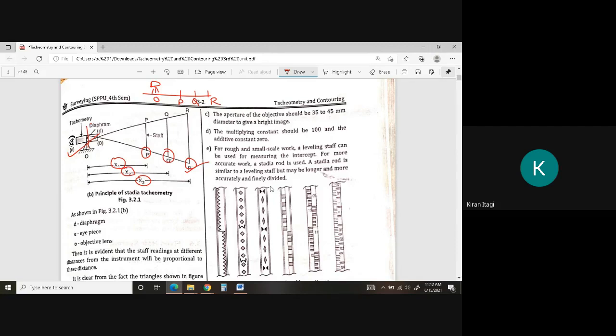Now here we can see we have a number of representations, where D indicates the diaphragm. If this is your telescope, we will have the diaphragm. E is the eyepiece from where you see. O is the object lens.